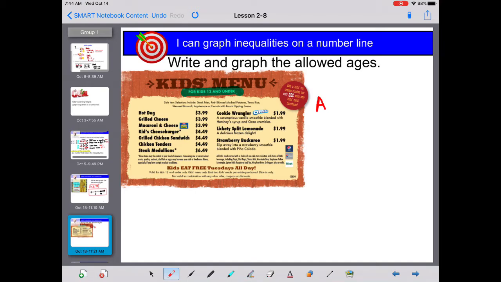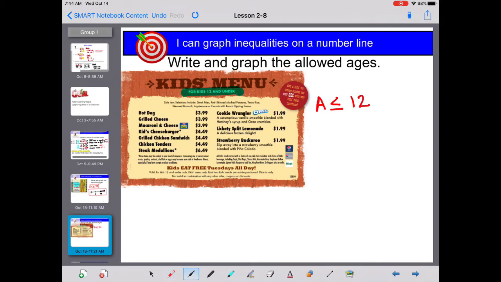Well, let's see. If I'm 13, am I allowed to eat off of the kids' menu? The answer is no, I'm not. If I'm 11, can I eat off of the kids' menu? Yes. So that means ages less than 12 can eat off the kids' menu. Well, what if I'm exactly 12? Can I eat off of the kids' menu? Sure I can, because 12 and under. I have now written my inequality. I have a variable on the left and a number on the right and a proper inequality in the middle.